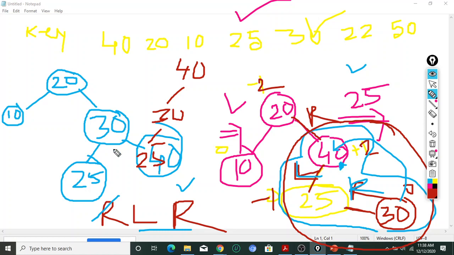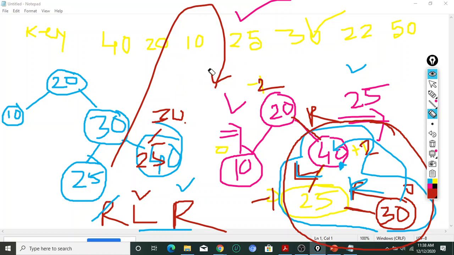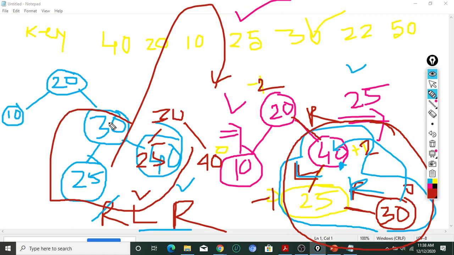Okay. Then in the LR rotation, first we perform the L rotation, sorry, L means anti-clockwise. Then it is clockwise, so 30 will be moved. After this drawing, 30 will be my root, 40 will be my right subtree, and 25 is my left subtree. Please compare with this one. 30 is my root, 20 is my left subtree with 25, and 40 is my right subtree. Now it is okay.